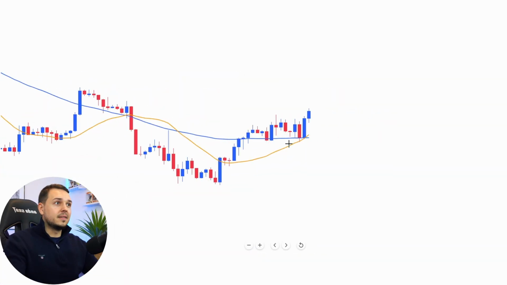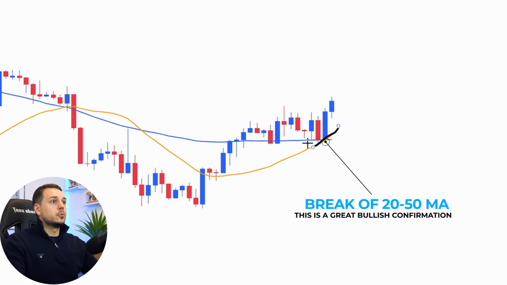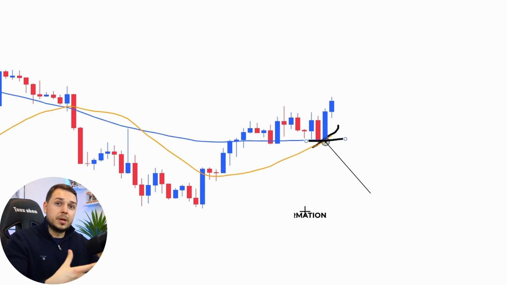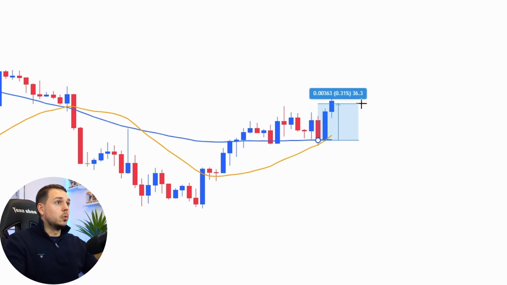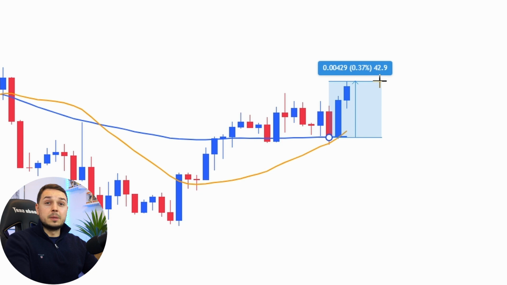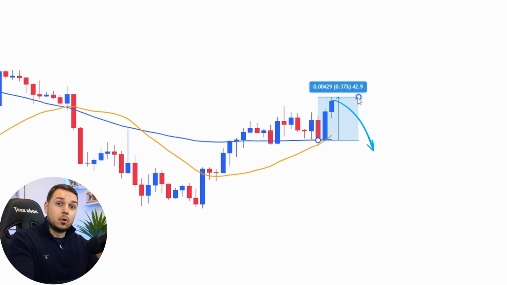So take a look at this example. There was a break of the 20 moving average passing through the 50. This is already a bullish confirmation. However, we had a move towards the upside of around 43 pips. Likely there's going to be some form of exhaustion.